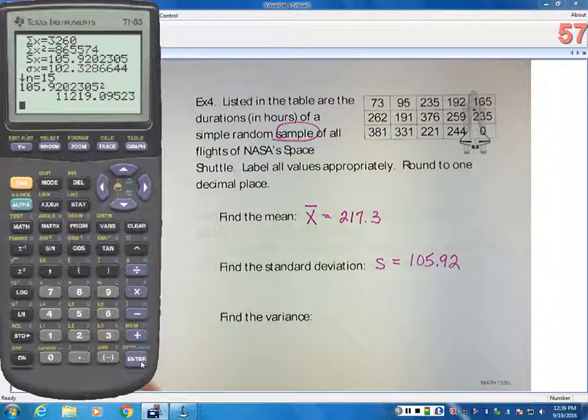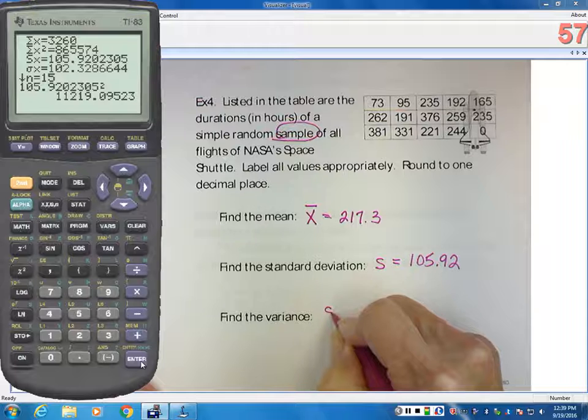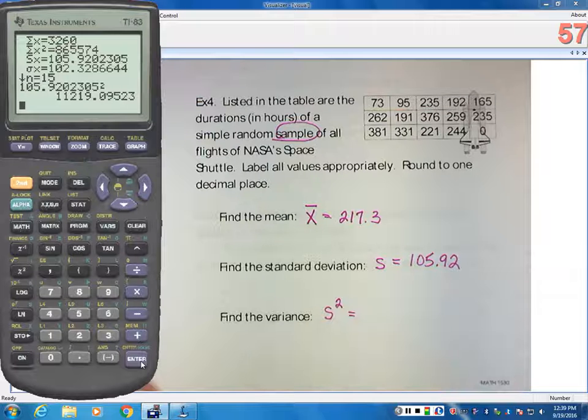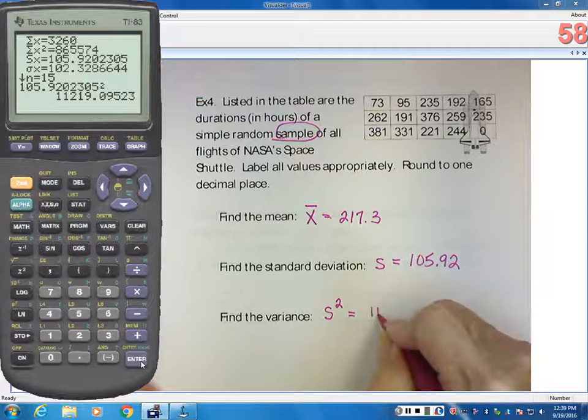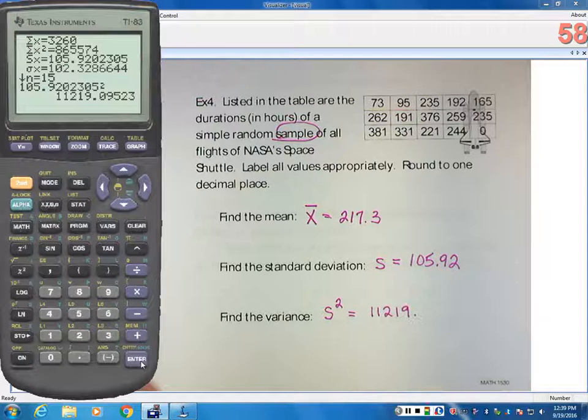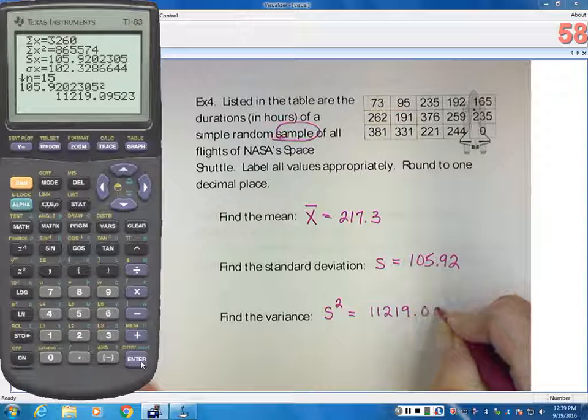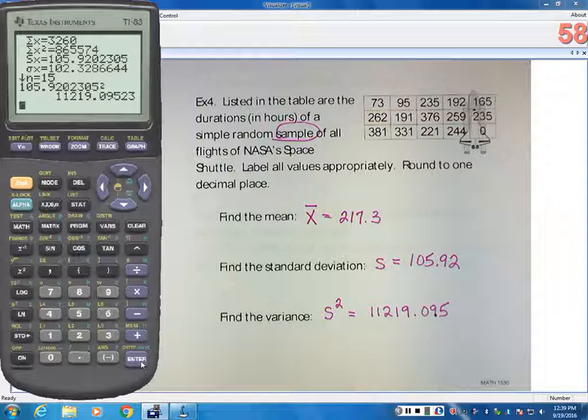So the variance, which is S squared, because literally you simply took the standard deviation and squared it, was 112.19 point, we'll call 0.95. Now, this number doesn't really tell us a whole lot of anything. It honestly doesn't. It doesn't tell us much of anything.